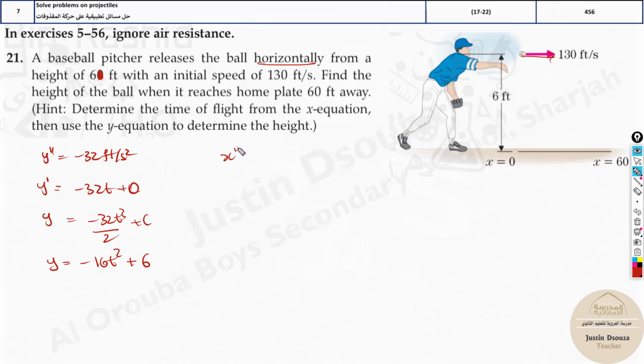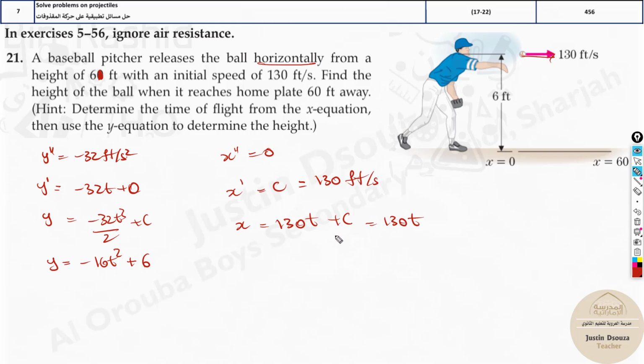So this is about the vertical part. Now horizontal is x double dash, that is equal to 0. What is x dash? That is a constant. Then what is the constant over here? They have told us the initial speed, it's on the right side, so it is 130 feet per second. That's the velocity horizontally. And x will be what? Integrate this, it will be 130t plus c. But do you have any horizontal distance or anything? No, so it is basically 130t itself. That's it.